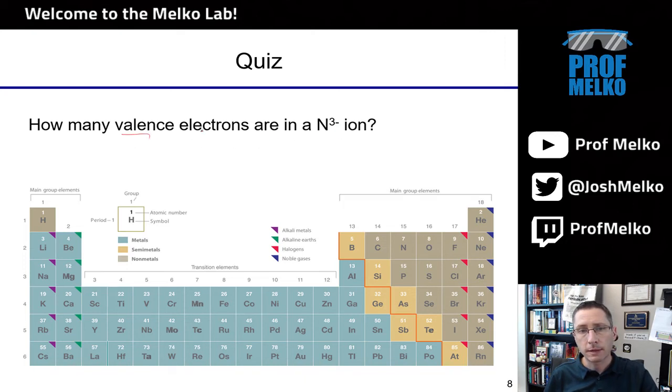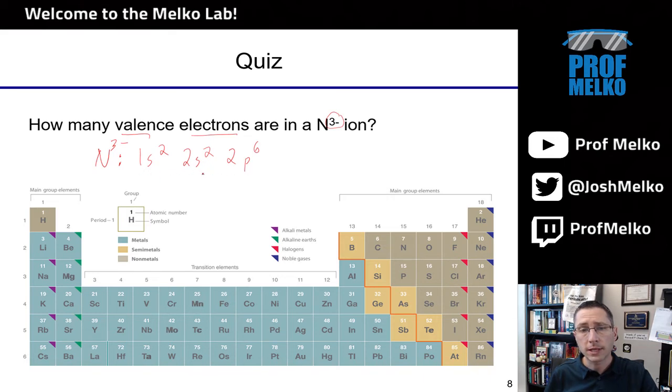Okay, valence, remember, is the outermost s and p. So we can try to write the configuration of nitrogen. 1s2, 2s2, 2p3. And if you're confused about this, go back and watch my previous video on electron configurations. This 3- means there's 3 extra negative charges, 3 extra electrons. And so this 2p3, when I add 3 more electrons, I add them here because a p sublevel can hold 6 electrons. So now this is for N3-, 1s2, 2s2, 2p6.